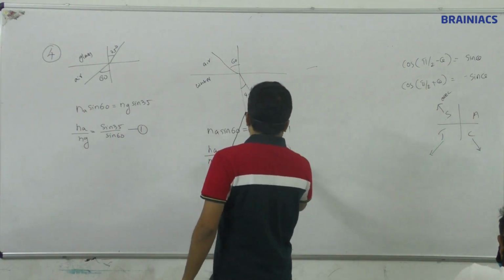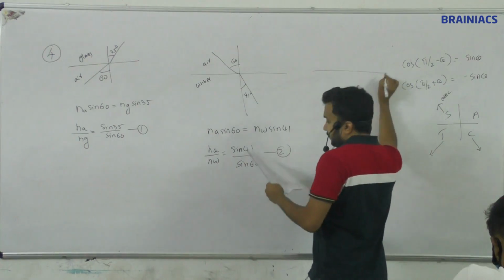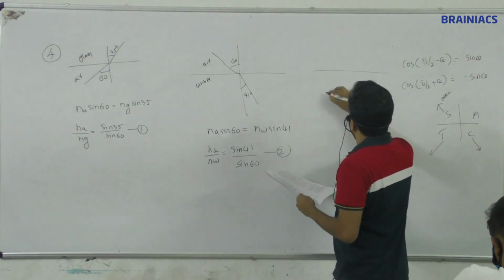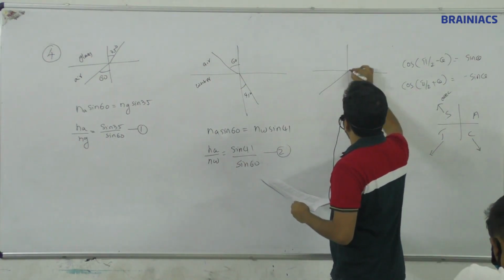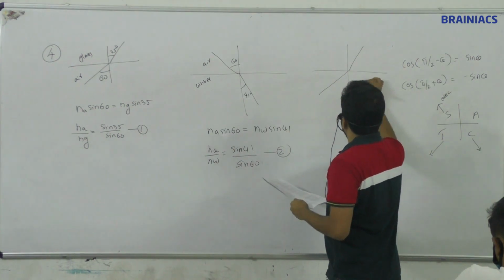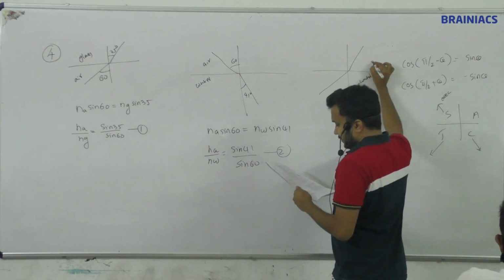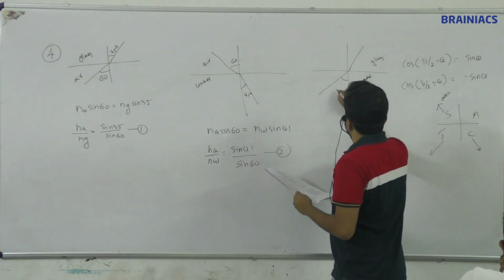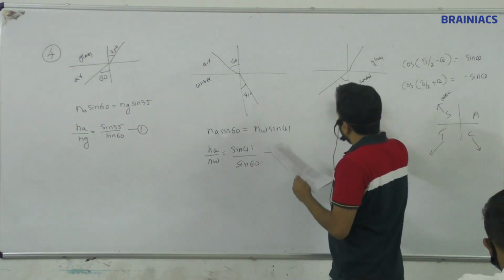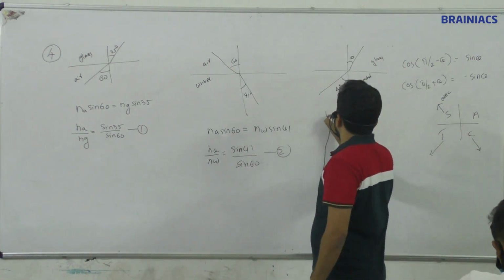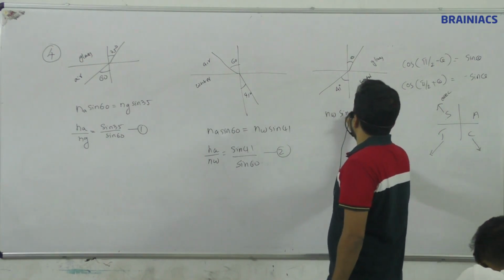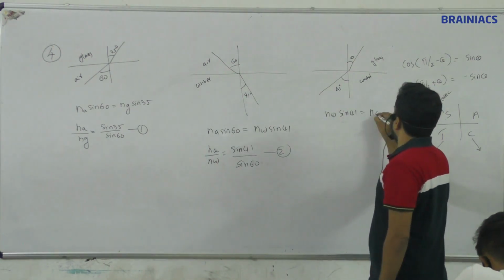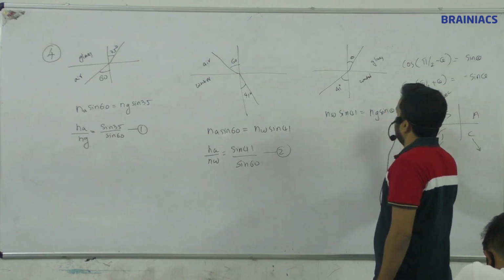We'll go to the third diagram and see what's coming there. Water to glass. So going like this and going like this. So this is water and this is glass. This is 41 degree and this is theta degree. So n water into sine 41 equal to n glass into sine theta.